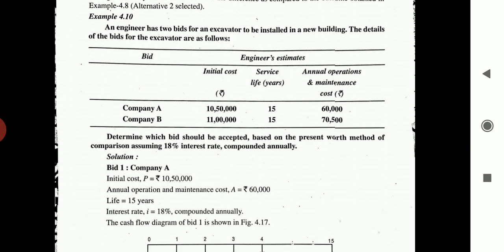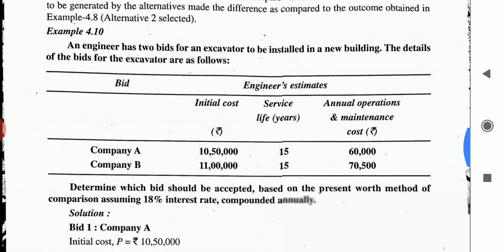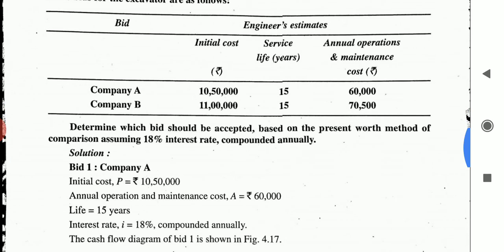Okay, the next problem is the same method but only some data are missing. See here, an engineer has two bids for an excavator to be installed in a new building. The details of the bids for the excavator are as follows. See here, in the question he mentioned one table, company A and company B, initial cost that is P, and service years N equal to 15 years, and annual operating costs are 60,000 and 70,500.